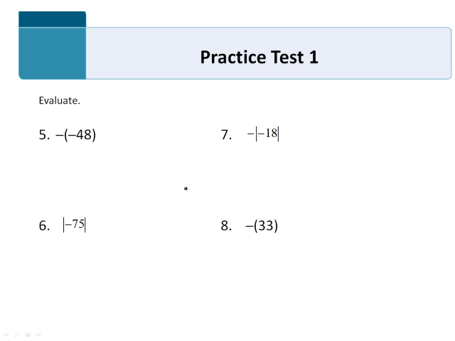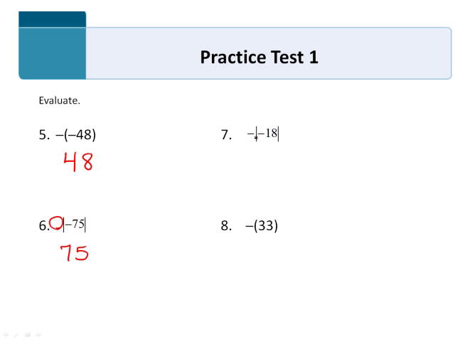Okay, so on number 5, we have the operation of taking the opposite of negative 48. So the opposite of negative 48 would be positive 48. Now, 6 and 7 are both absolute value. Remember, the sign of your answer is outside the absolute value sign. Since there's no opposite sign out front, absolute value is always positive, so it'd be positive 75.